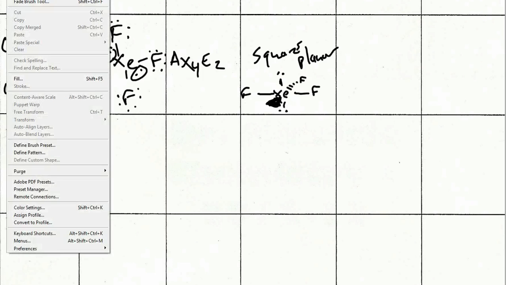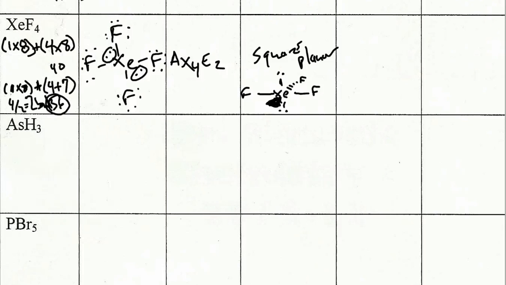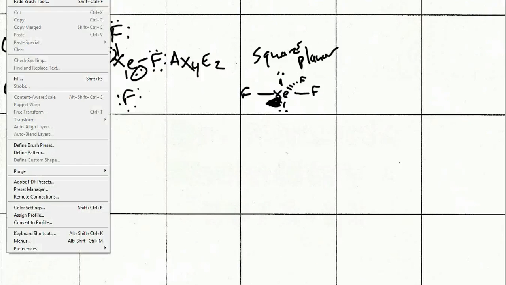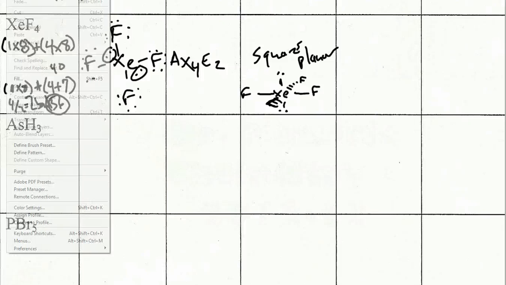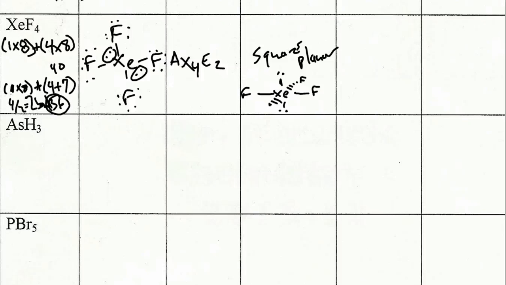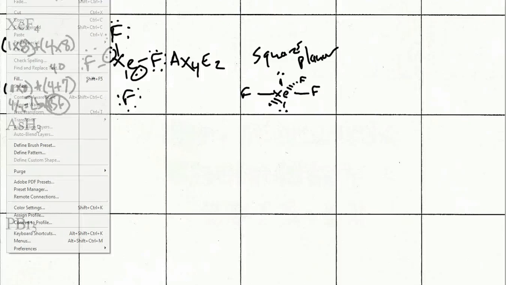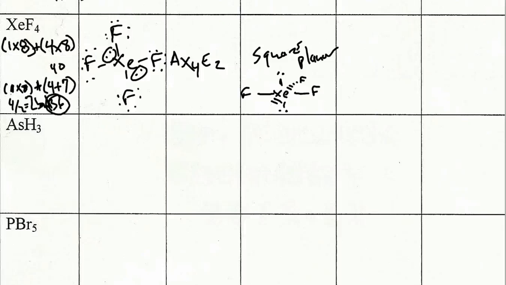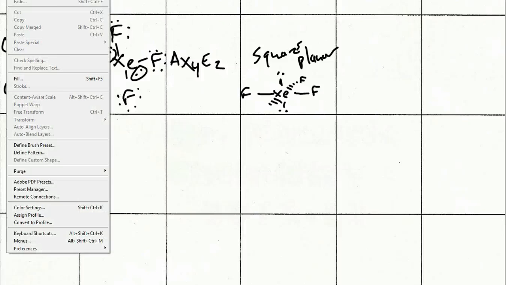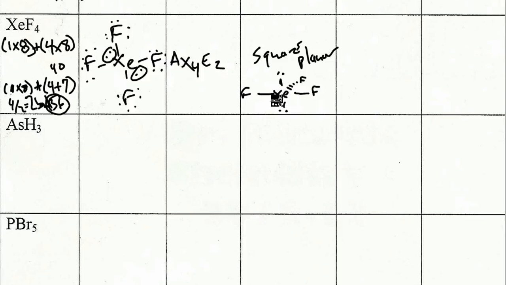Let me step back. Oh, it won't let me go any further than that. Oh well. But it's going to look like a wedge coming out with another fluorine sticking out of here. So these would make a square all in the same plane.